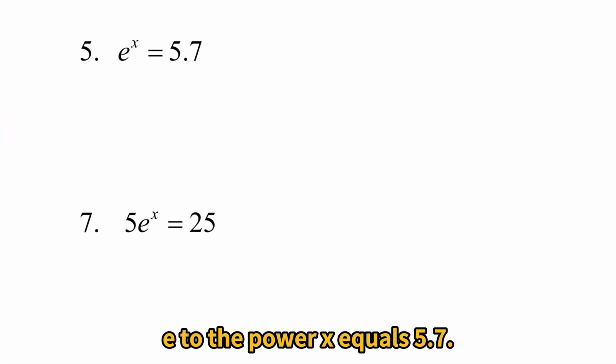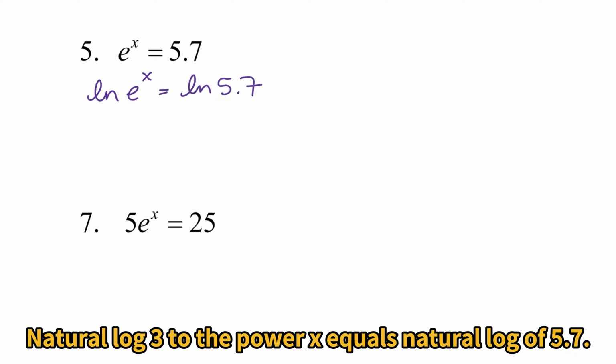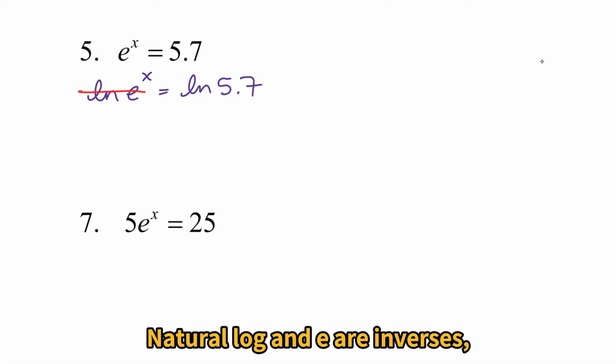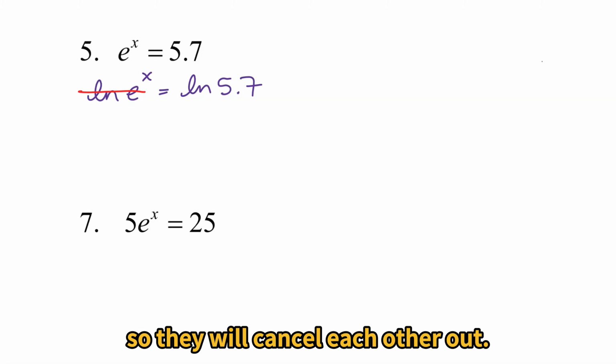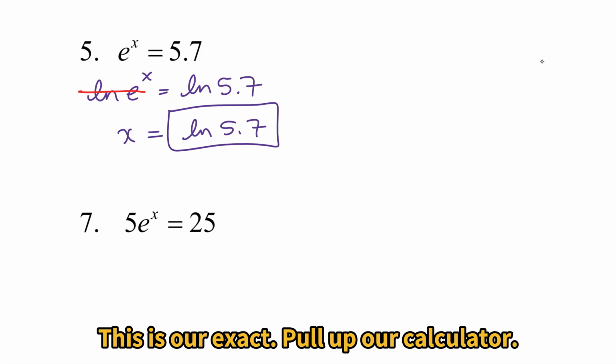Looking at the next one, e to the power x equals 5.7. The log with a base e is natural log, so let's use natural log. Natural log of e to the power x equals natural log of 5.7. Natural log and e are inverses, so they will cancel each other out, and we're left with x equals natural log 5.7. This is our exact.